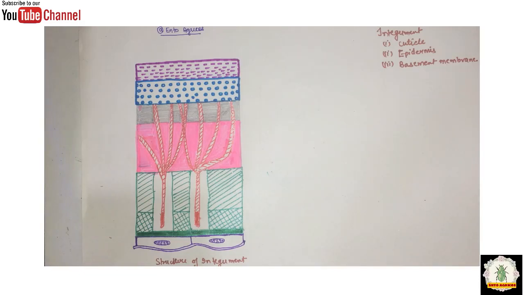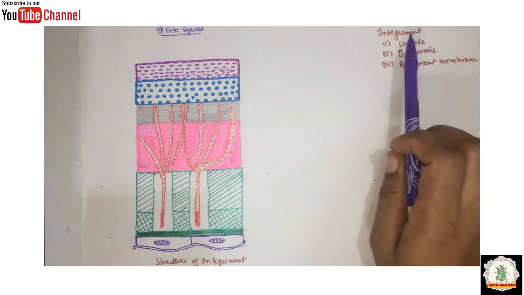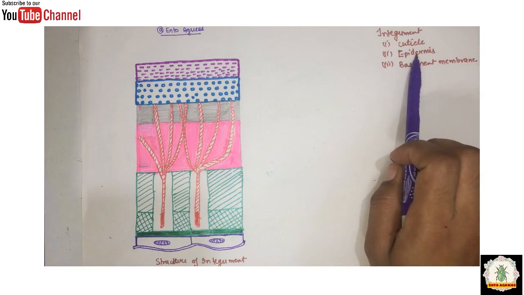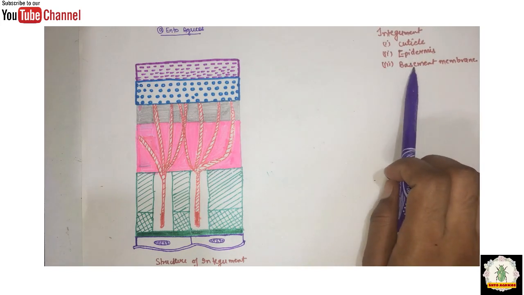Friends, today in this video, I will discuss the most important topic, and this topic is the base of entomology studies. So today I will discuss the insect body wall, and further we'll discuss the insect integument. The integument of the insect is the outermost layer, and it is further subdivided into three parts: cuticle, epidermis and the basement membrane.